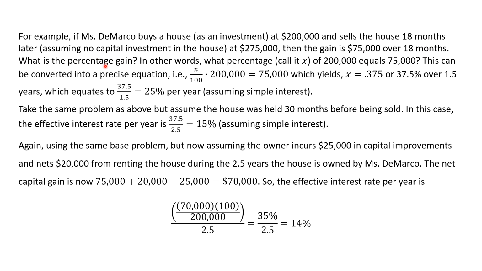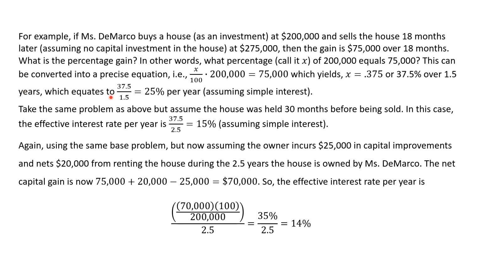What is the percentage gain? So in other words, what percentage, we'll call it X, of 200,000 equals 75,000? We can write this as an equation. X over 100, so in other words, what percentage of 200,000 equals 75,000? So if we multiply by 100 and divide by 200,000 to isolate the X, we'll get 0.375 or 37.5% over 1.5 years.